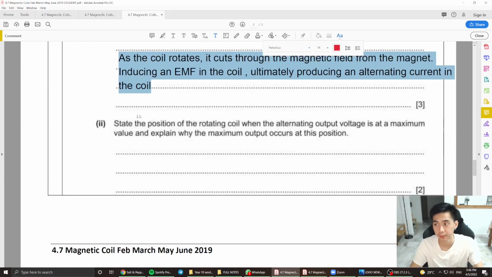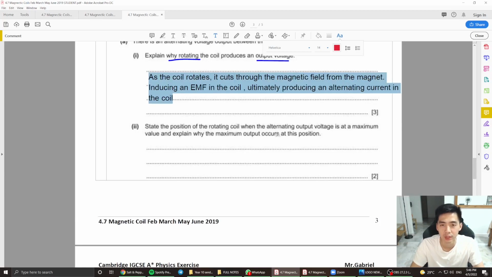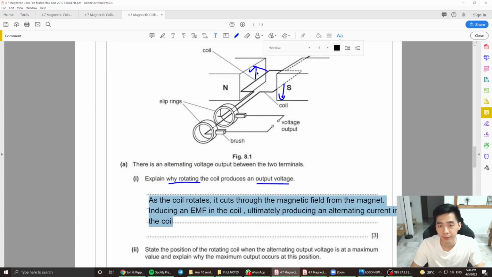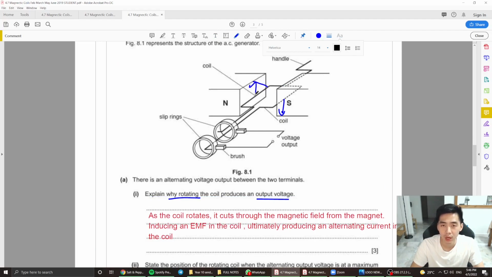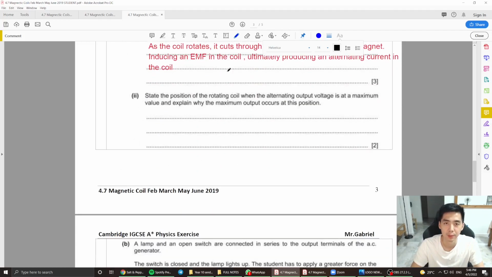Then moving on to the next part, state the position of the rotating coil when the alternating voltage is at maximum value and explain why the maximum output occurs at this position here. The maximum value will be generated when the coil cuts through perpendicularly against the magnetic field. So if I were to word this, I'll say that the coil must be in a horizontal position. The reason why it generates the maximum is because at this instance it cuts through the magnetic field perpendicularly, which generates the maximum current here.